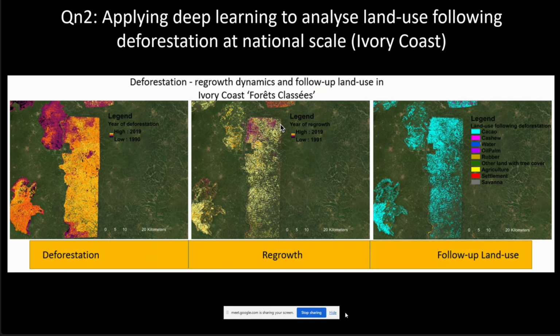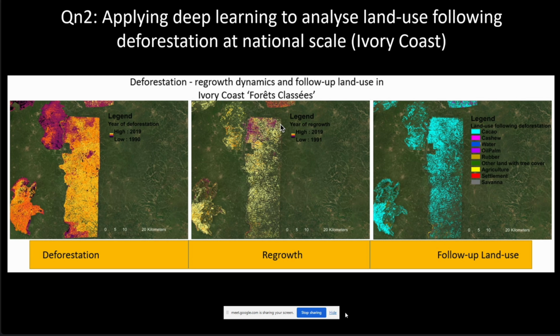Ivory Coast is kind of different from Ethiopia, where you have more commodity crops, for example cacao, but also rubber, oil palm, and cashew. And it contributes, I think, largely to most of the commodity crops which are being exported from Africa. So one thing we did here, first we tried to identify deforestation.